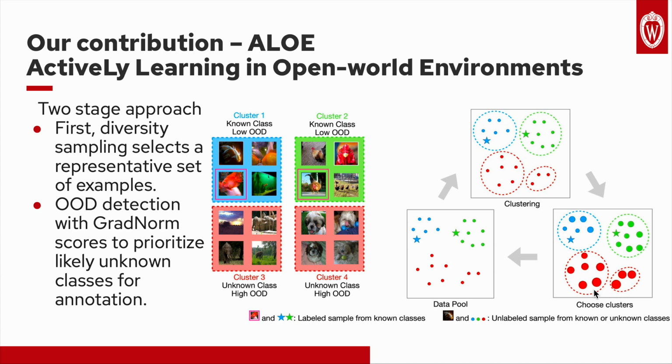In the second stage, we employ an out-of-distribution detection strategy using GradNorm scores. By calculating these scores, we are able to calculate the proportion of predicted out-of-distribution examples within each cluster. The top clusters with the highest proportion are selected, and from each cluster, the sample with the highest OOD score is chosen for annotation.